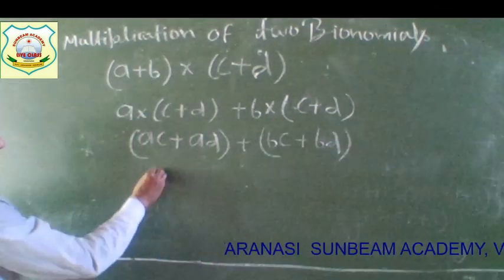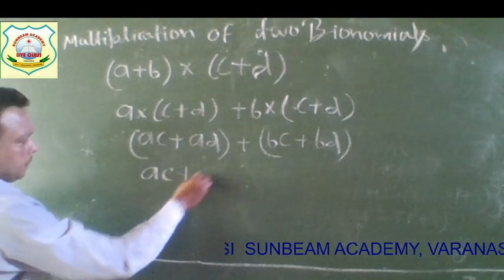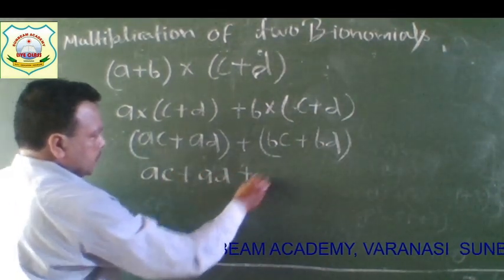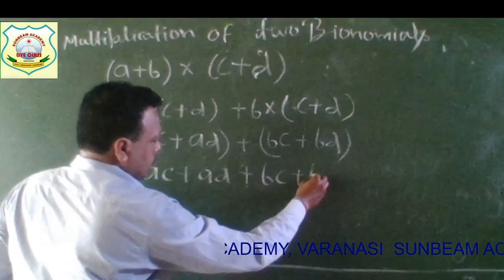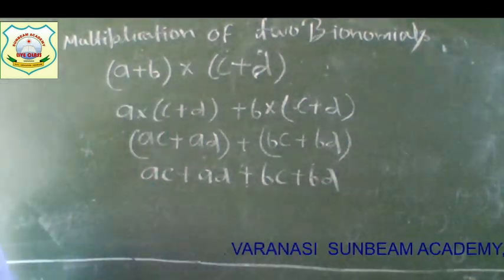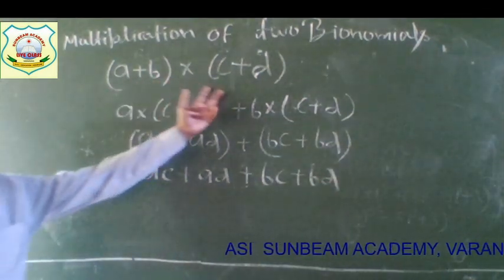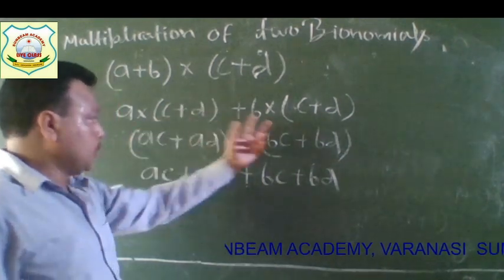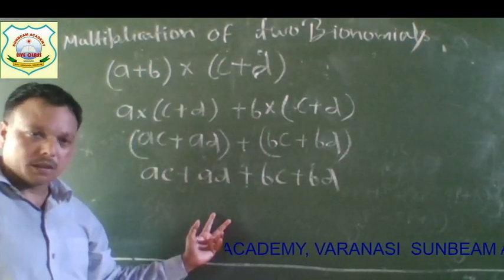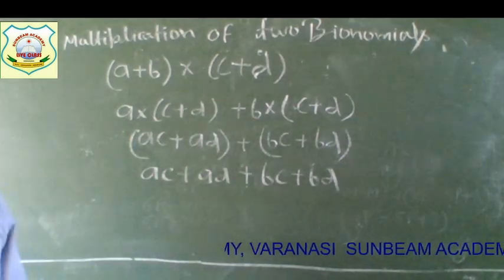So what answer will be? Now open the bracket: AC plus AD plus BC plus BD. This way we will do. So if you want to do two binomials multiplication, you have to do it this way. Clear students? Now we are just going to start the exercise.